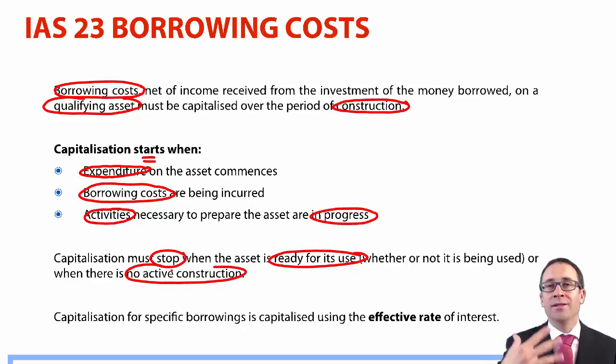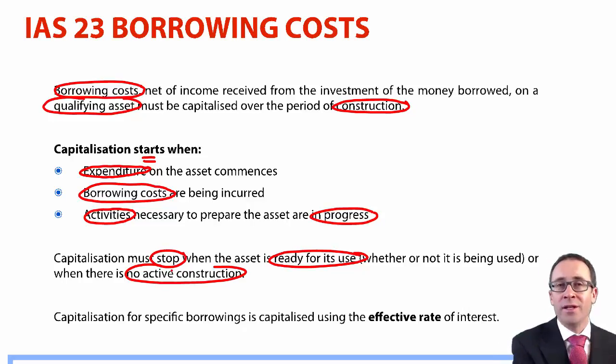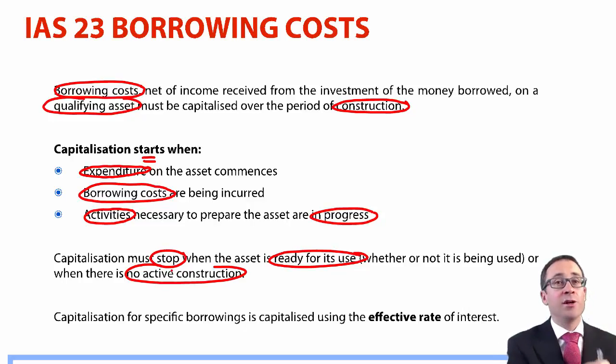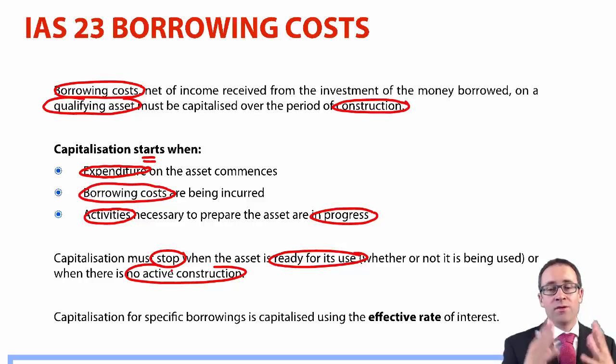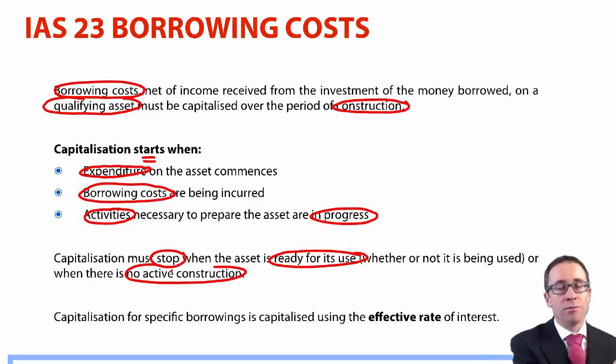Okay, so when you get to the end of constructing the asset, it may be ready for use, but is not physically being used. You may still be incurring interest on the loan after that point, but the asset is ready for use. If that's the case, boom, if it's ready for use, then we don't capitalize any longer. The interest goes back to profit or loss.